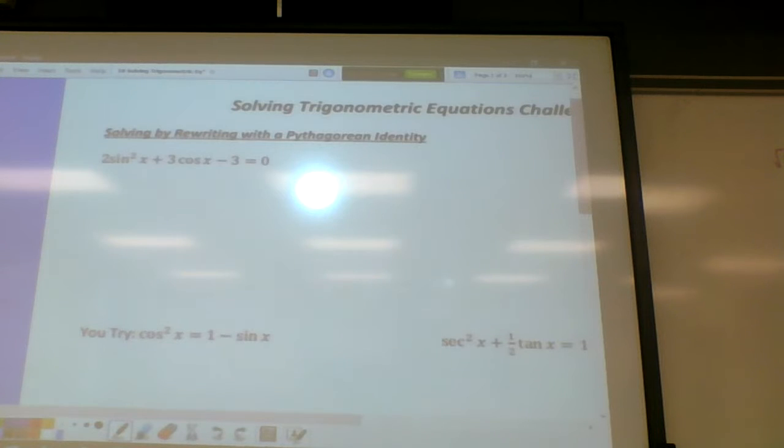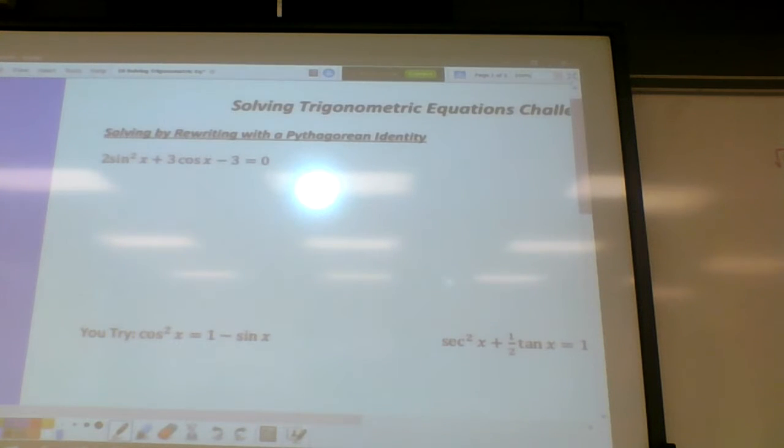Does anybody remember how many Pythagorean identities there are? There are only 3. You can manipulate them though, right? You can add or subtract to kind of change them, but at the core, there's only 3. The most commonly used one is sine squared plus cosine squared is equal to 1, and then there's one with tangent and secant, and then there's one with cotangent and cosecant that go together as well.